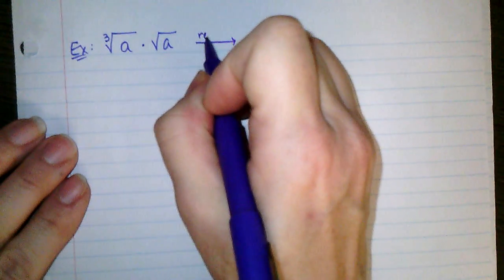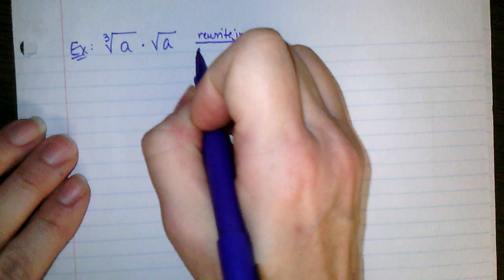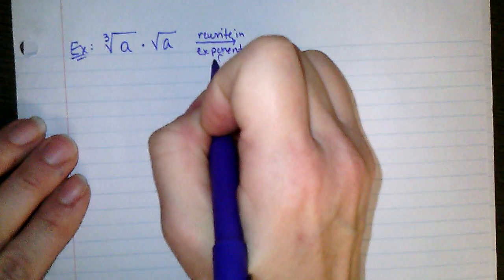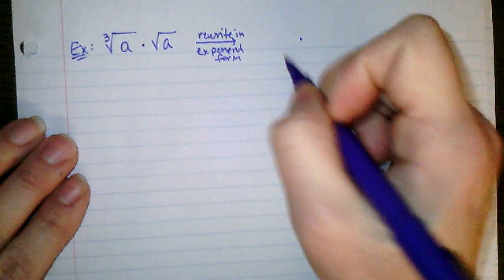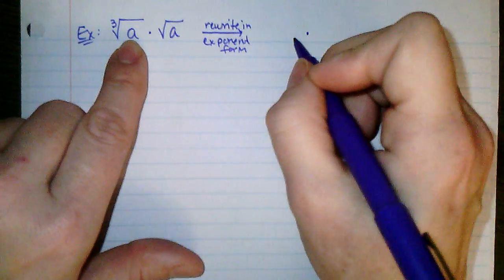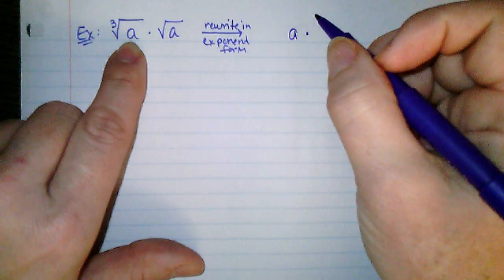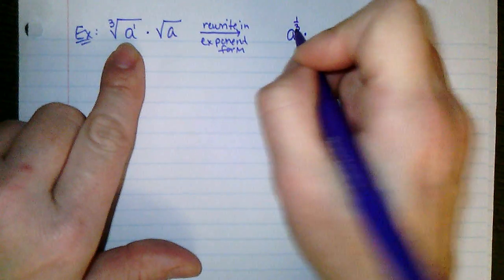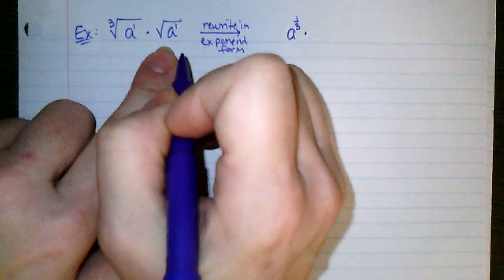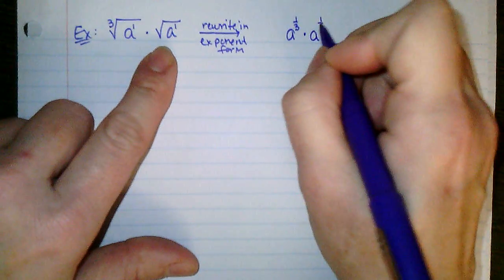More examples. Let's see. Cube root of a times square root of a. Now this one is kind of a tricky one. What I'm going to have you do is rewrite in exponent form. So now we're going to have a multiplication problem. This first one is going to have a base of a, and the exponent is going to be the power over the radical index. So a to the 1/3. And then times, this one has a power of 1 and an index of 2, so times a to the 1/2.